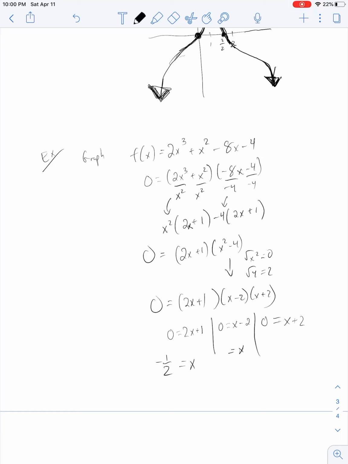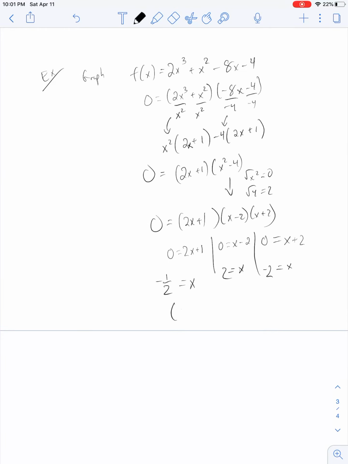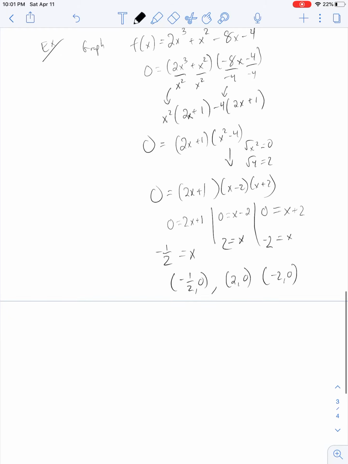Here we get an answer of negative 1 over 2. Here we get an answer of 2. Here we get an answer of negative 2. All right, so we get negative 1 over 2 and 0, 2 and 0, negative 2 and 0. These are all linear, right?